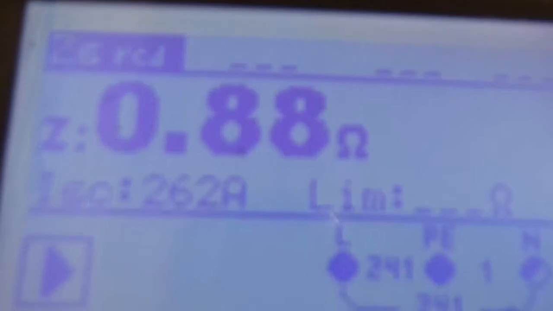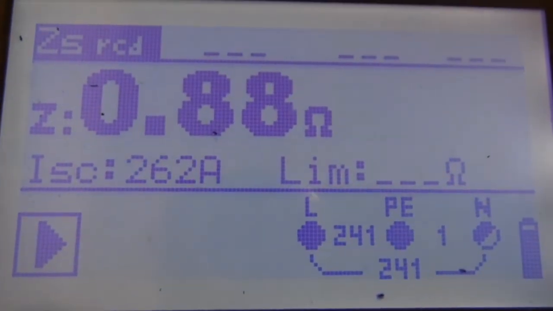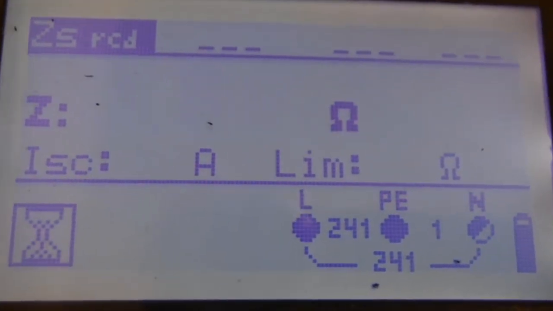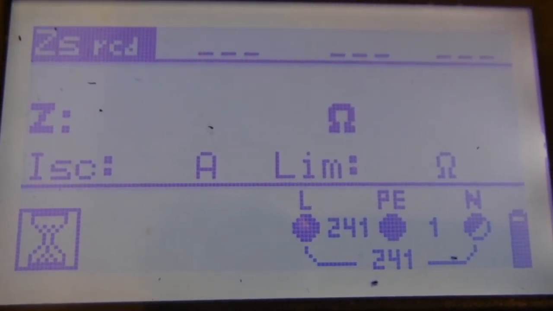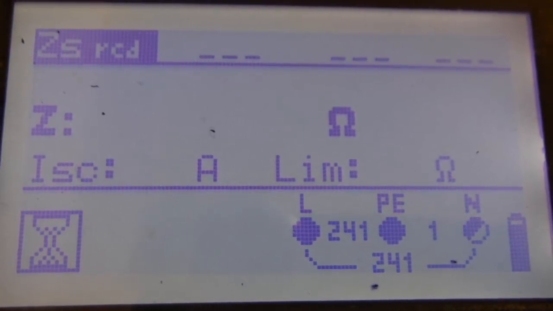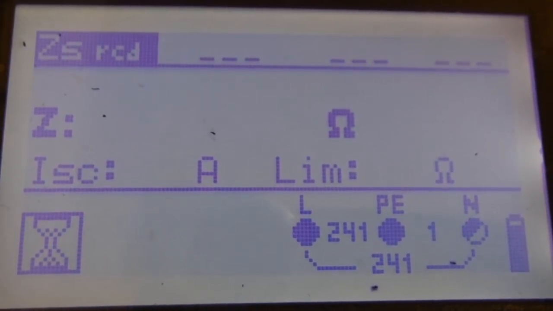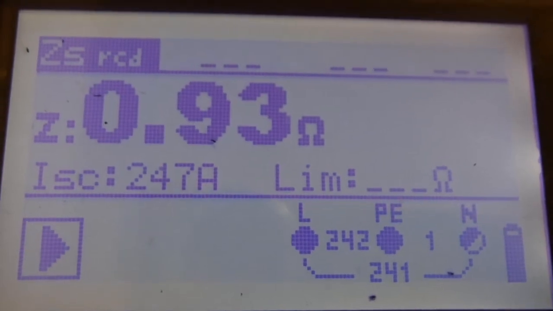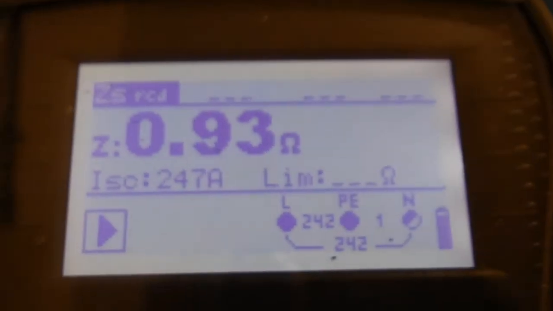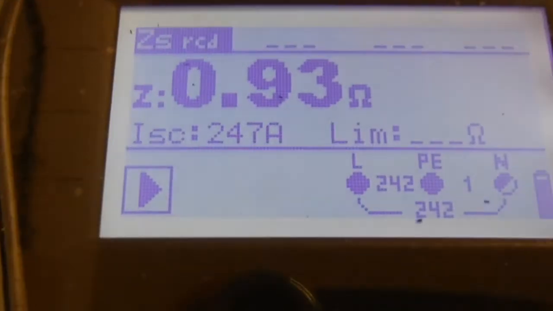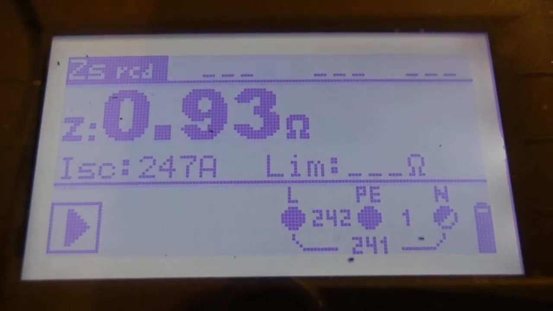In this instance, I'm in the spur. I've decided that's a spur because I determined it when I did the dead test. And then once again, take your value. And that value of 0.93 is the highest value obtained on that circuit, and that becomes the recorded ZS for that circuit on the schedule of test results.